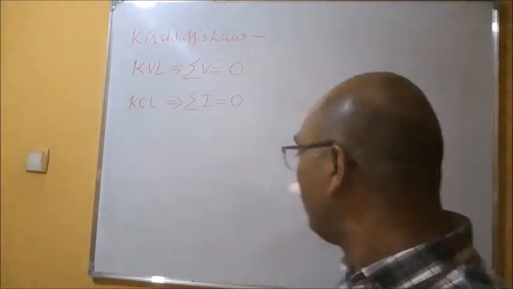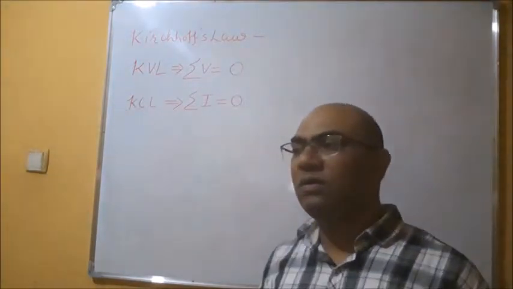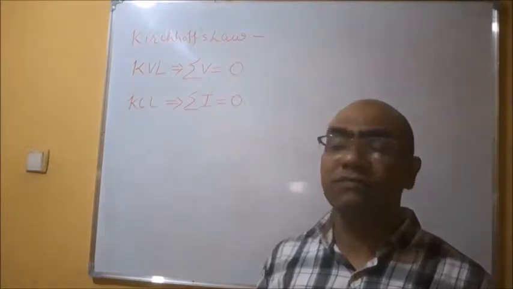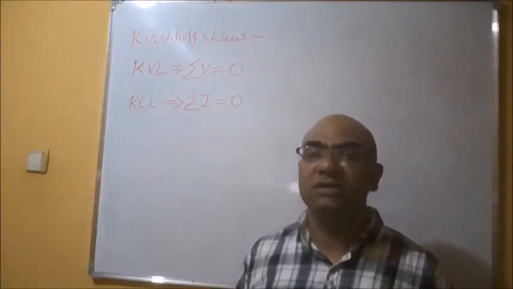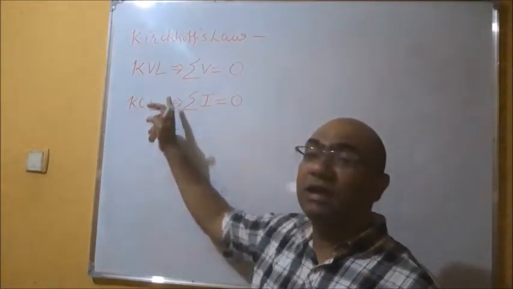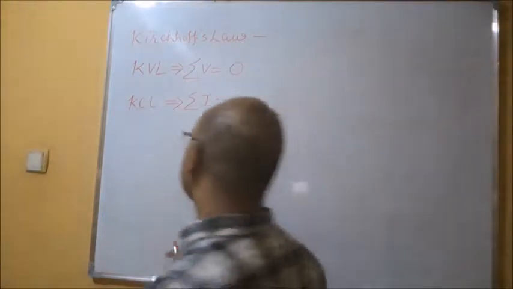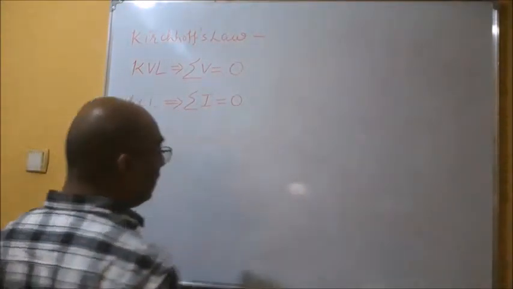So, with this, let us start by recapping two important things: the difference between loop and mesh, and the difference between node and junction. Then we will give you the definitions of KVL and KCL. So in a very fast way, let us take a simple circuit.